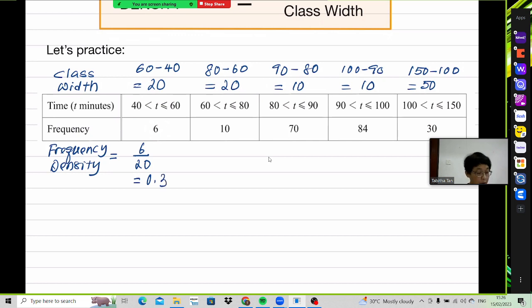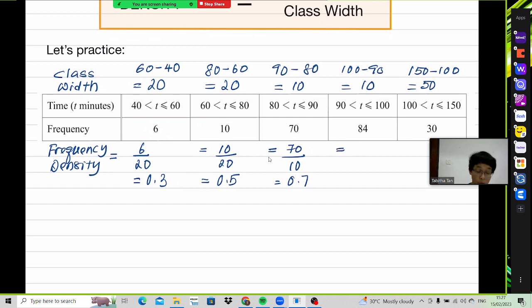So this is frequency density. Let's move on, more practice. Again, frequency for this is 10 divided by the class width 20, and the frequency density for this interval will be 0.5. You may pause the video now and join me later. There are 3 more for you to practice. For the interval between 80 minutes to 90 minutes, what is the frequency density? Simply take the frequency divided by the class width. Tada, you got that, 0.7 unit.